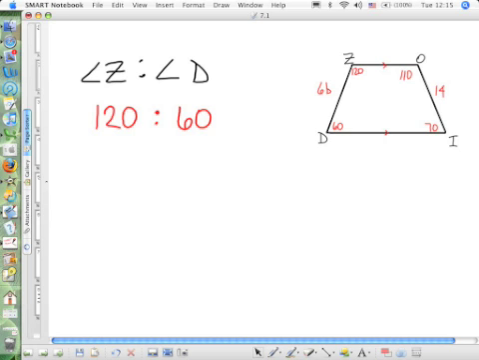Why 2 to 1 and not 1 to 2? Because Z is bigger, and Z is named first. So the ratio of angle Z to angle D is 2 to 1. Suppose I asked you to find the ratio of angle O to angle Z.